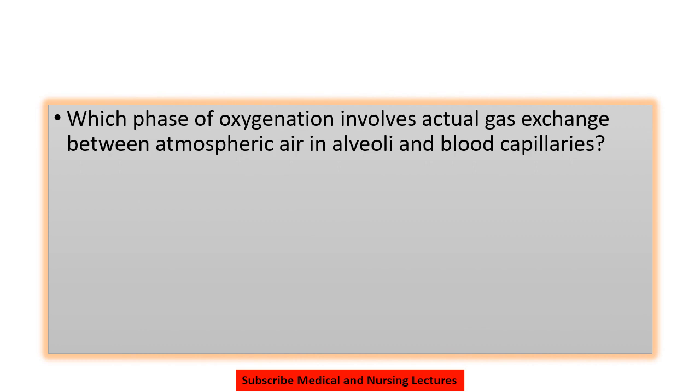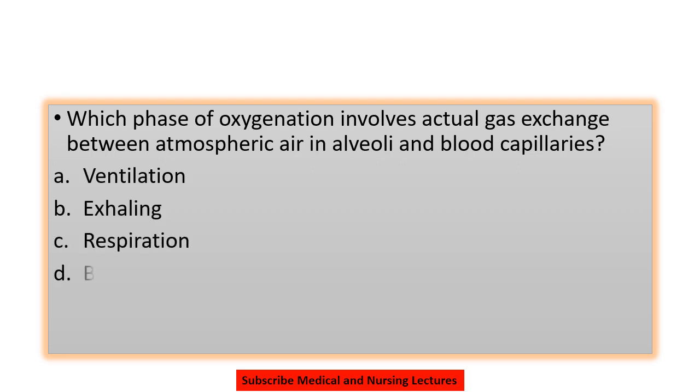Which phase of oxygenation involves actual gas exchange between atmospheric air and alveoli and blood capillaries? Ventilation, exhaling, respiration, breathing, perfusion. So here the correct option is respiration, because respiration is a complete process in which the gaseous exchange occurs between the alveoli and blood capillaries. Although respiration has many phases, in other phases the gaseous exchange does not occur between the alveoli and the capillaries. So here the correct option would be respiration.